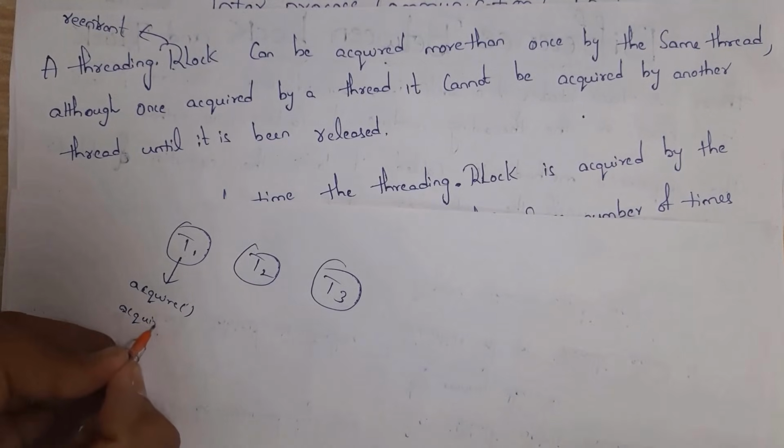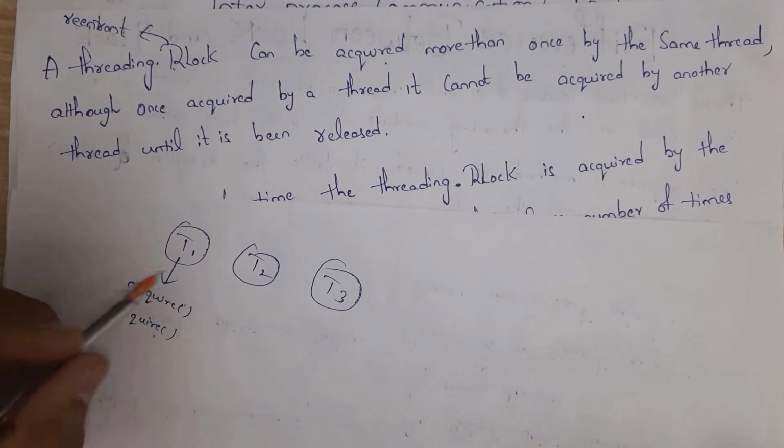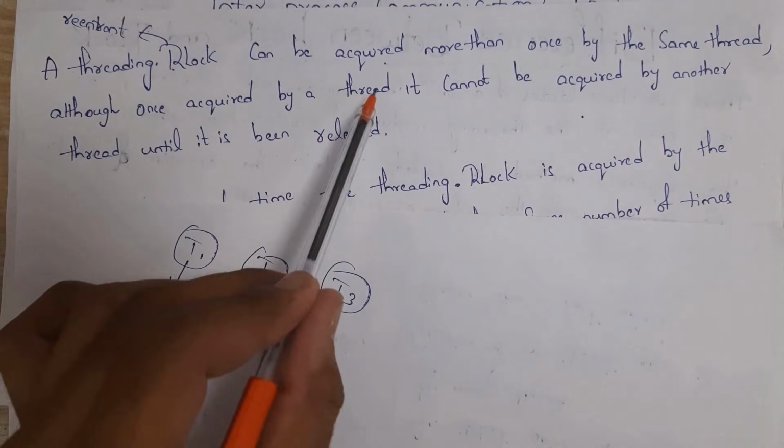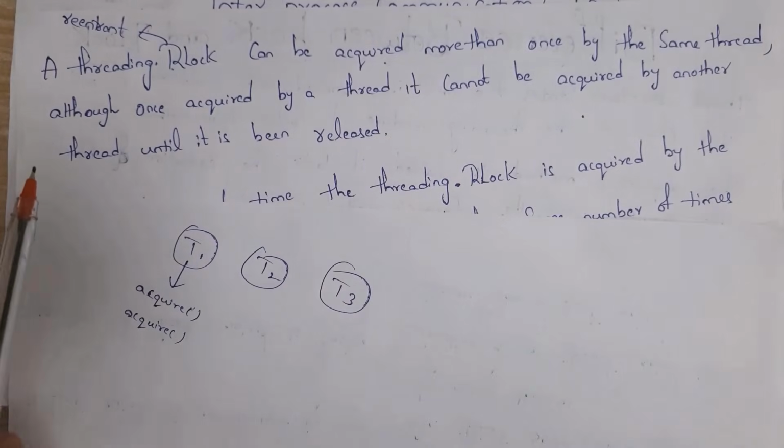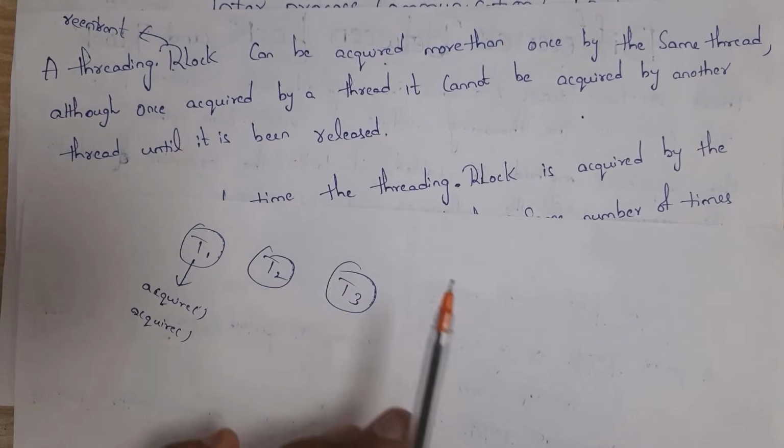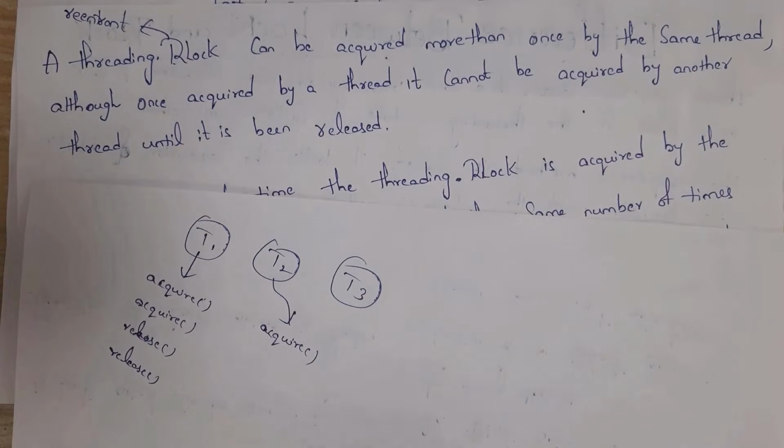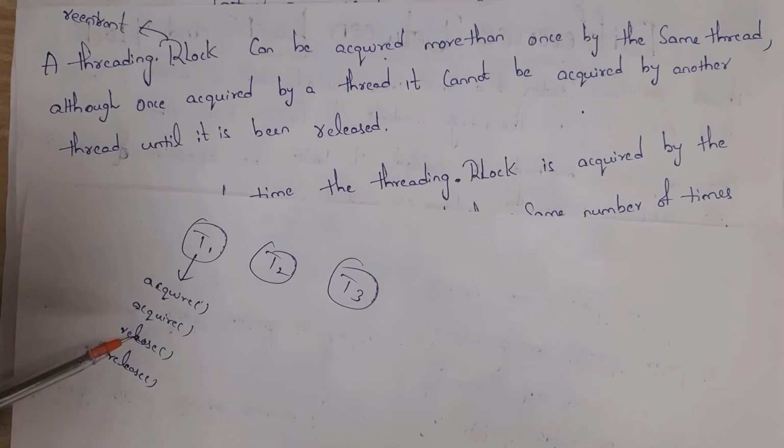So by using acquire method, we can acquire lock. Although once acquired by a thread, it cannot be acquired by another thread until it has been released. Whereas Lock can be acquired only once by the single thread, RLock can be acquired more than once by the single thread. And once RLock is acquired by the thread, it cannot be acquired by another thread until it has been released. I acquired lock twice, so I am releasing this lock twice.